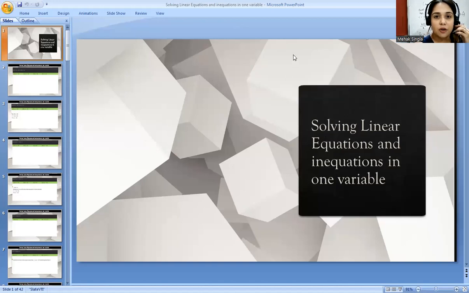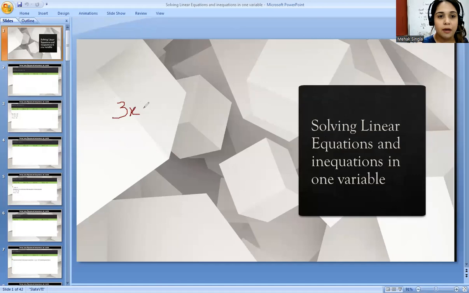So, as you can see, what is the topic about? Solving linear equations and inequalities in one variable. Okay, that's great. I hope you know what equation means. What is equation? What is linear equation? Okay, so let me jump to this first of all. Let me explain you briefly about this.